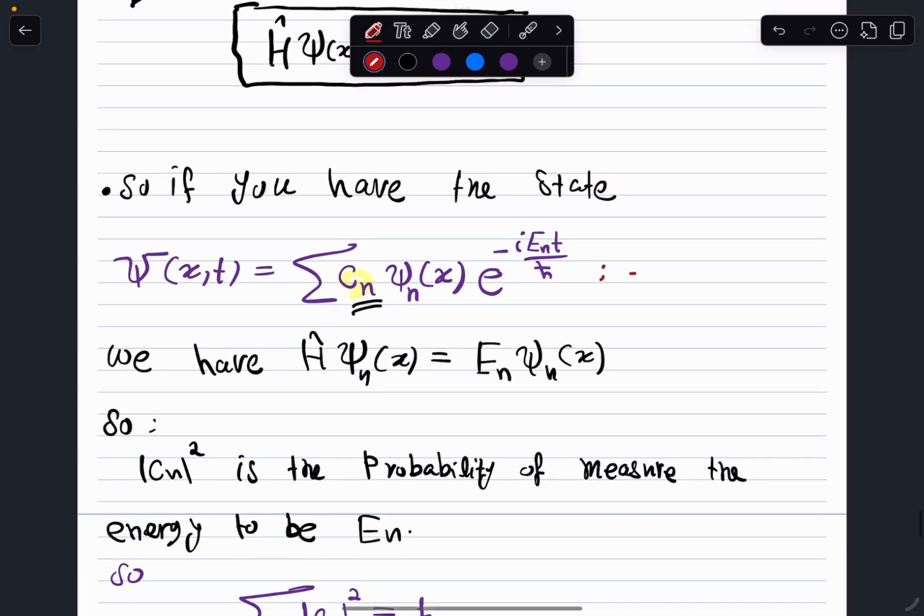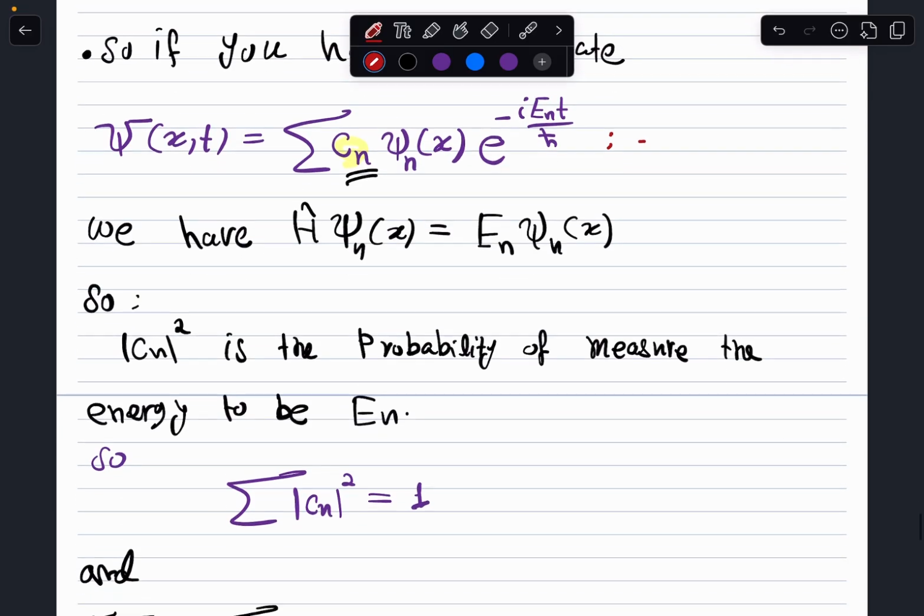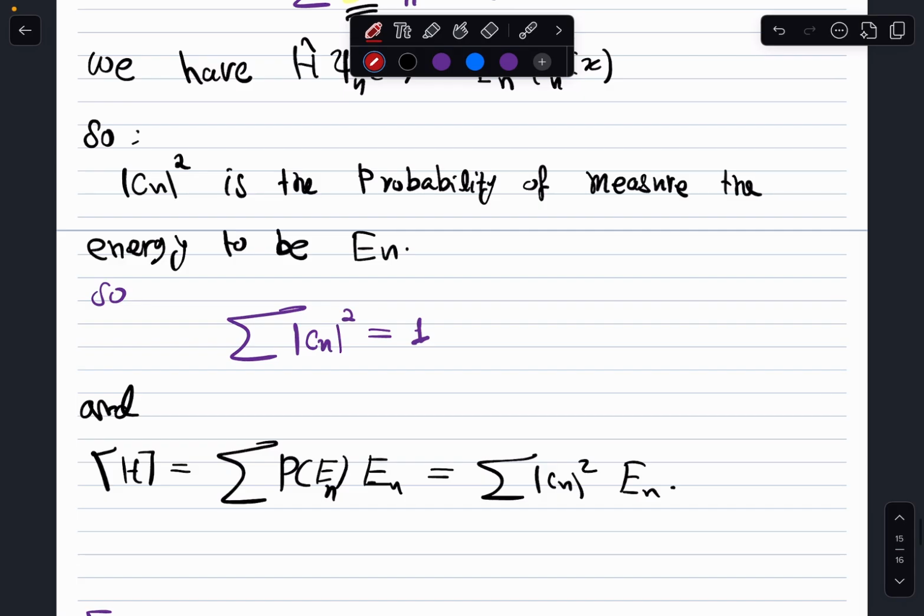Since Cn squared is a probability, the sum of them should be 1, of course. Moreover, the expectation value, which is the average, is the probability of each energy times the energy. Recall from chapter 1, if you have a quantity J, the expectation value of J is the sum over all the values of J times their probability. The same thing applies here for the energy, or the Hamiltonian H.